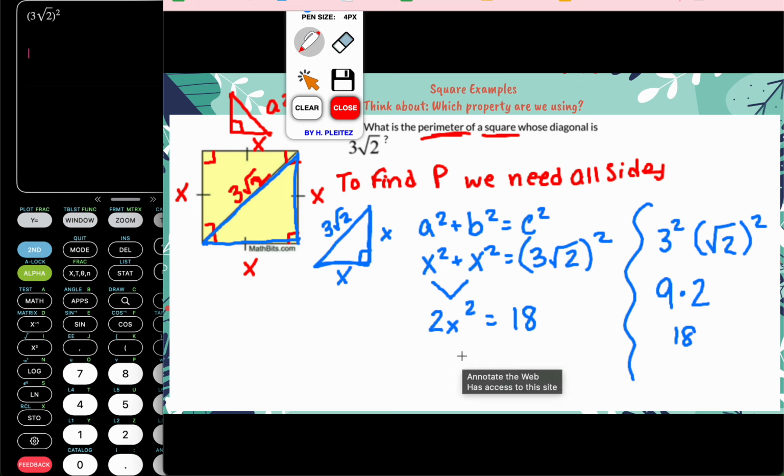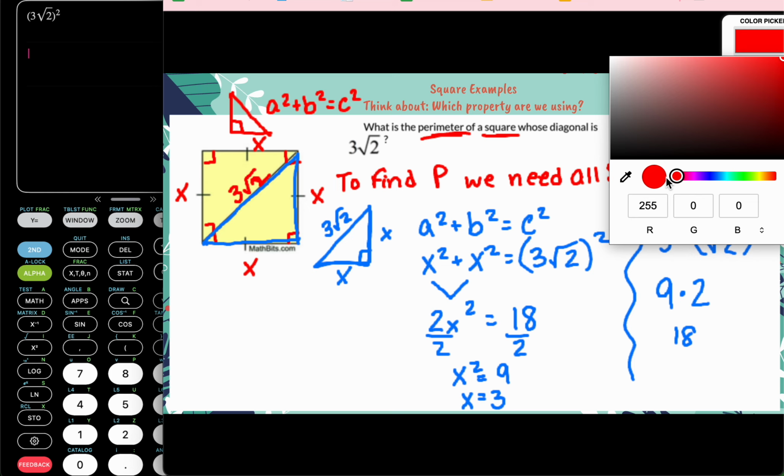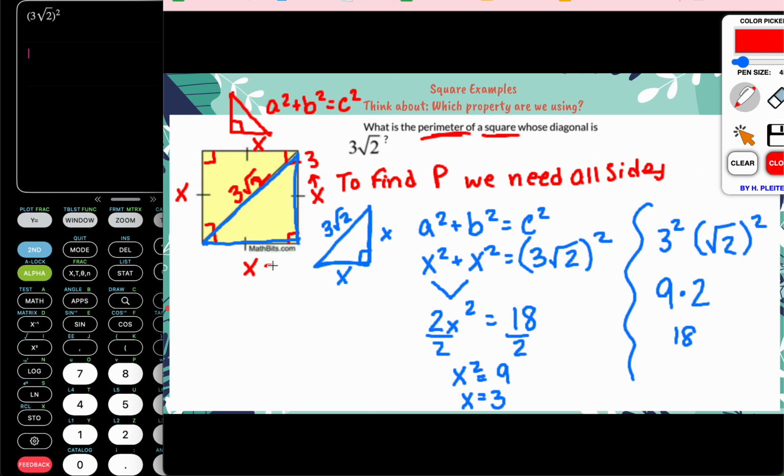Now what we're going to do is divide by 2 to isolate our x squared. So we get x squared equals 9, and if we take the square root, we're going to get 3. Now always go back to your question, think about what our x value actually represents. Well, it's the value of all 4 sides of our square, so let's label those. So 3, 3, 3, and 3, and let's go back to the question.